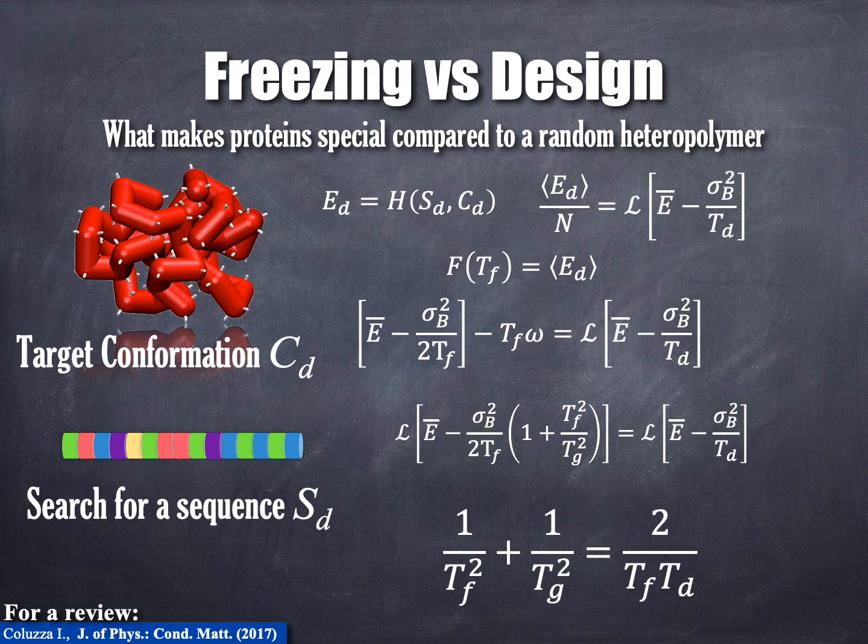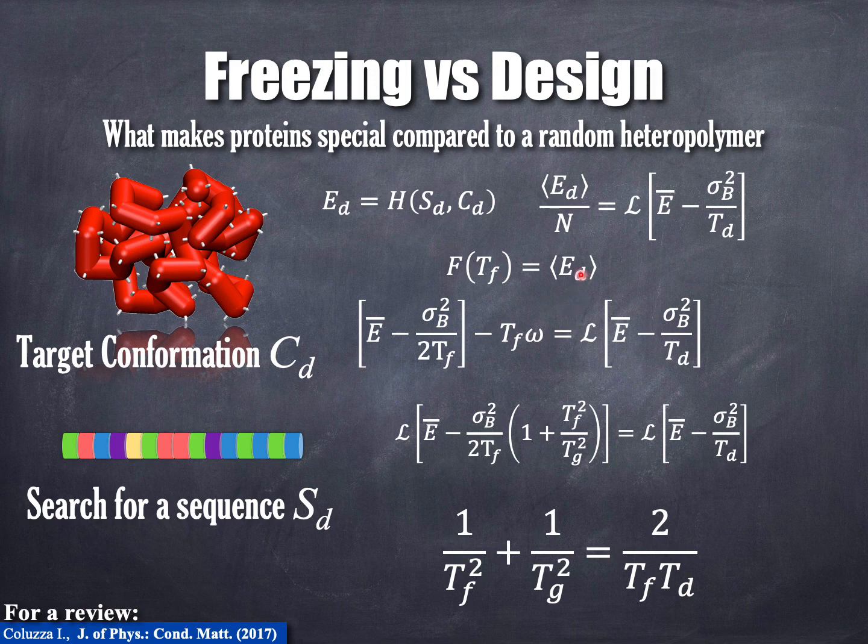The mean field model allows us to define a design temperature, or the temperature at which the system will adopt a specific conformation with energy ED. Since the target conformation of the designed sequence must be kinetically accessible, the equilibrium conformation at the folding temperature TF must have the same energy as the state identified during the design at the design temperature. So we equalize the two.